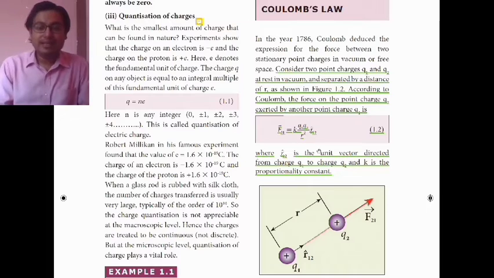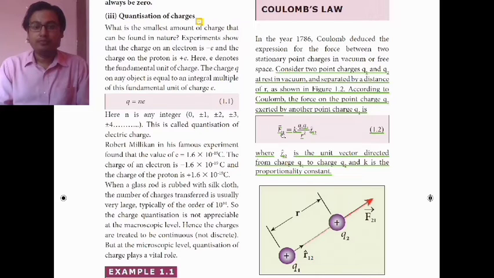If we are interested to find out the force exerted on Q1 because of Q2, then equation 1.2 will become F12, and that is equal to K Q1 Q2 by R square into R cap 21. Okay, so R cap 21 is a unit vector in the direction from Q2 to Q1. Always keep in mind, when we write F21 we will have R cap 12, and when we write F12 we will have R cap 21.